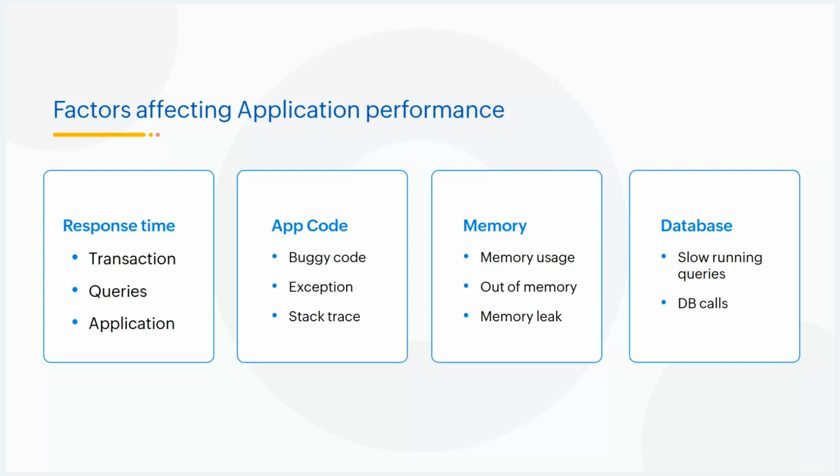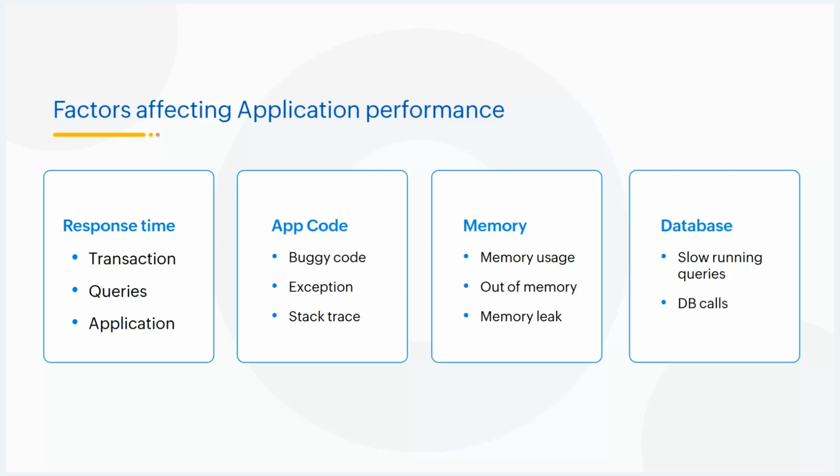The third one is memory. Monitoring the application memory consumption is crucial. High memory usage can lead to performance issues and even crashes. If the application's allocated memory runs out, it can crash or become unresponsive.